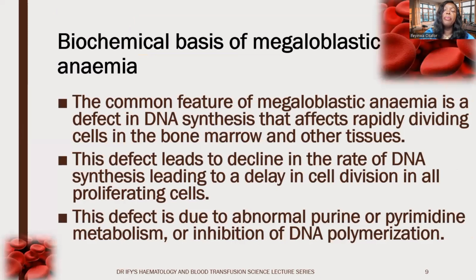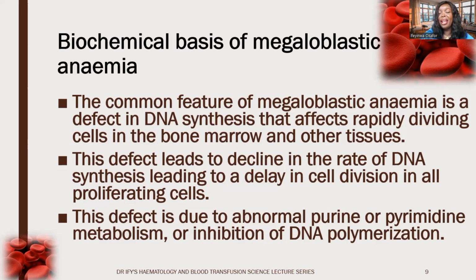Let us look at the biochemical basis of megaloblastic anemia. The common feature of megaloblastic anemia is a defect in DNA synthesis that affects rapidly dividing cells, both in the bone marrow and other tissues of the body.